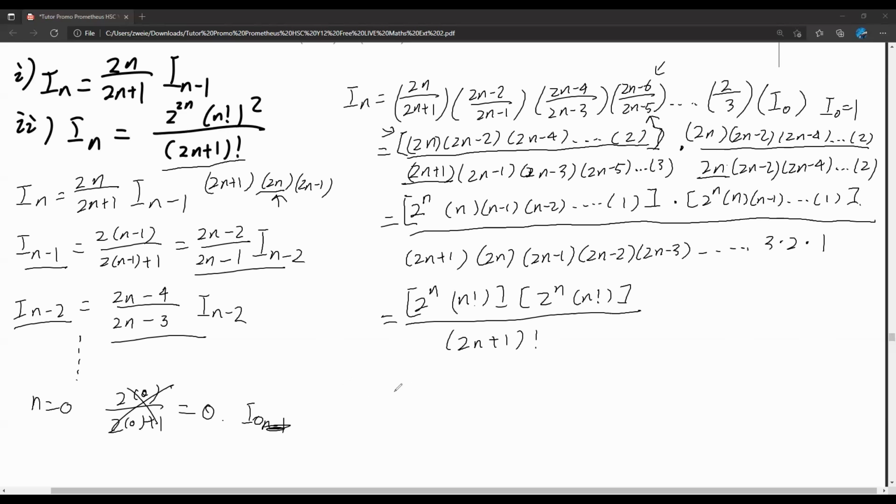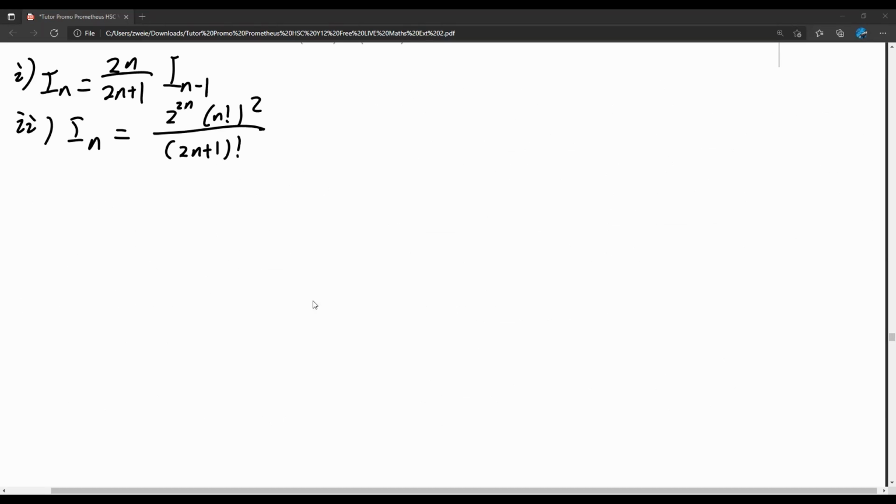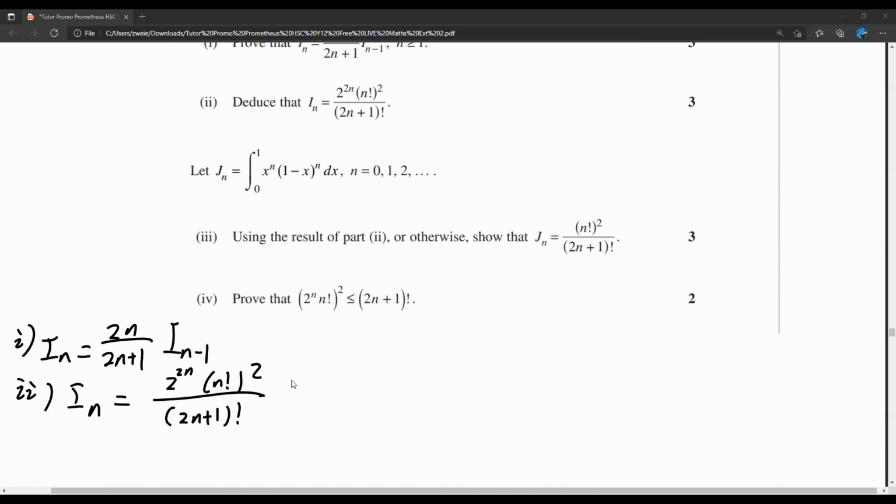Now, last step of simplifying: 2 to the power of n times 2 to the power of n. I get 2 to the power of n plus n, and n factorial just squared over 2n plus 1 factorial. So 2 to the power of 2n, n factorial squared over 2n plus 1 factorial. Now, let's look at the next part. Next part, suddenly we do have a change of view.